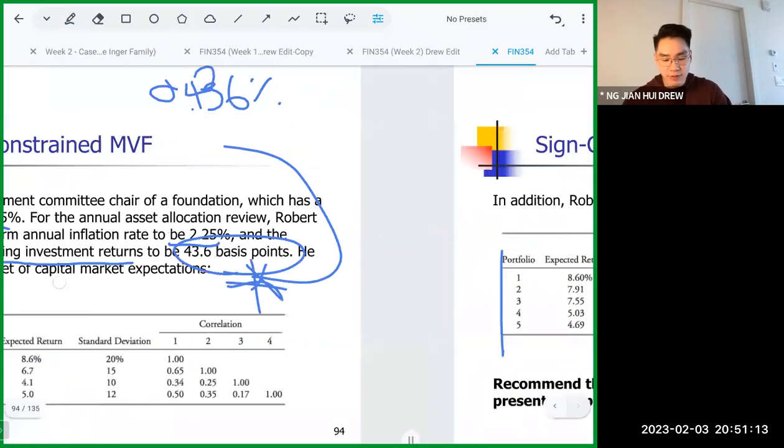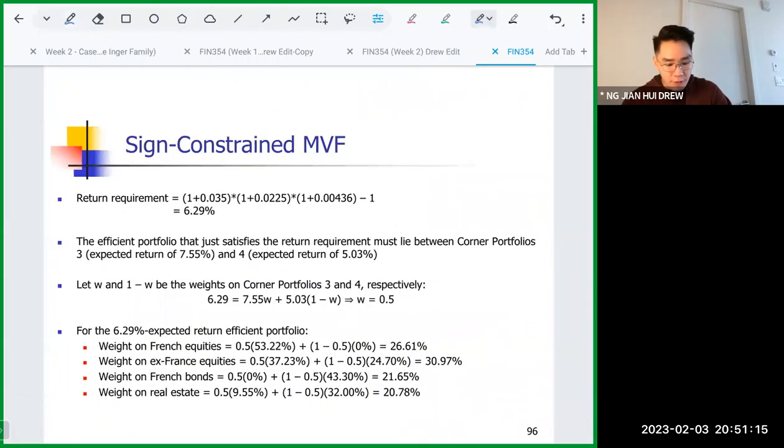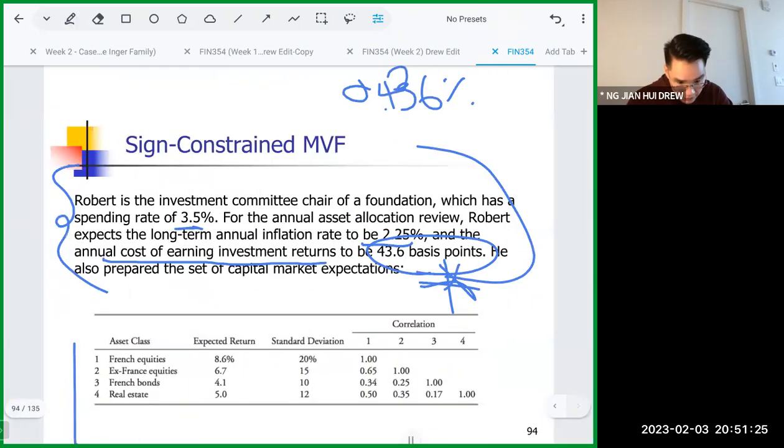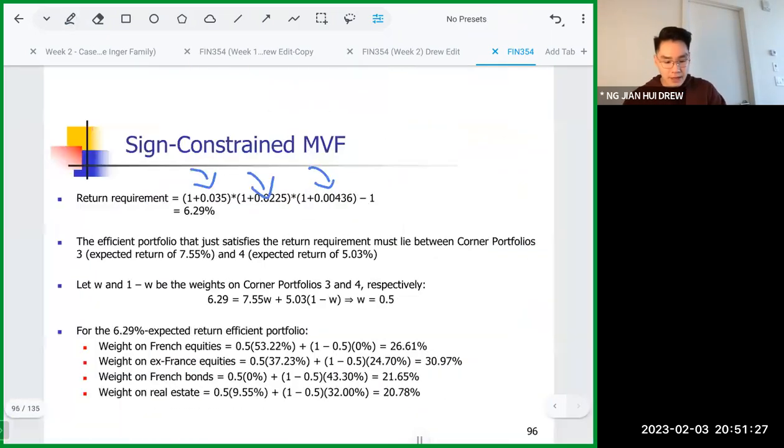So let's calculate his return requirements first. For return requirements, first of all, you need to add in inflation. You need to add in his annual requirement. And this one is your spending rate. So you calculate what's your required return here. Okay. After calculating the required return, you see it's 6.29.